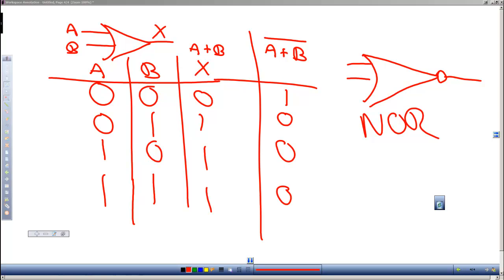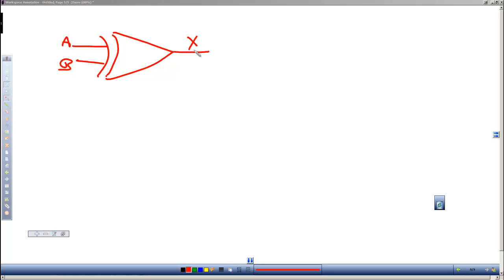Now, one other gate that we did look at was the exclusive OR. If you remember, the exclusive OR looked like an OR gate with an extra curve on the tail. With the XOR gate, if the inputs were the same, the output would be 0. If the inputs are different, the output's 1.